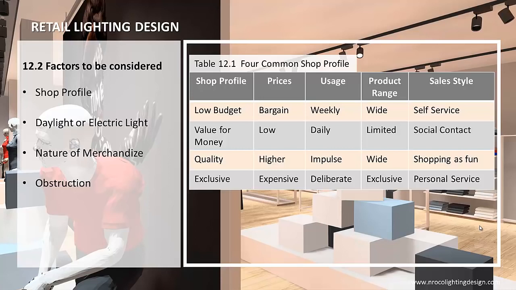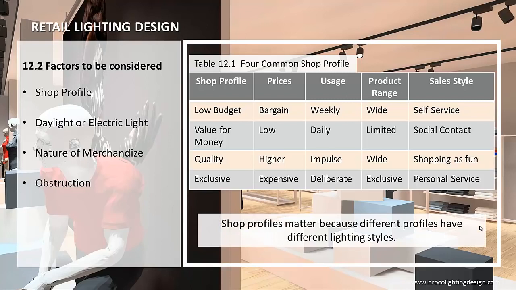For the quality shop profile, the prices are mostly higher than the first two. The usage is usually impulse. The product range is wide, and the sales style is more of shopping as fun. The last shop profile is the exclusive. The price is expensive, the usage is deliberate, and the product range is of course exclusive. And the sales style is mostly with personal service.